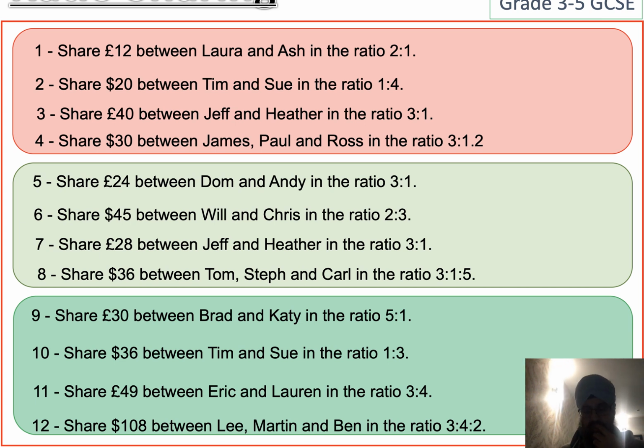So let's do the first one. So 2 plus 1 is 3. Okay, so 12 divided by 3 is 4, so that's one part. So then 4 times 2 is 8, and 4 times 1 is 4, so 8 to 4, which gives you 12. Okay, so have a go at all these questions in your book, and hopefully you will get them right. I'll put the answers up for you to have a look.